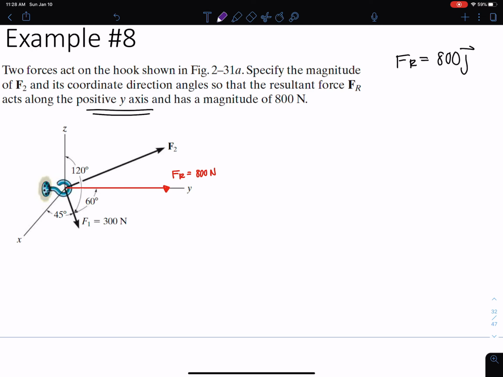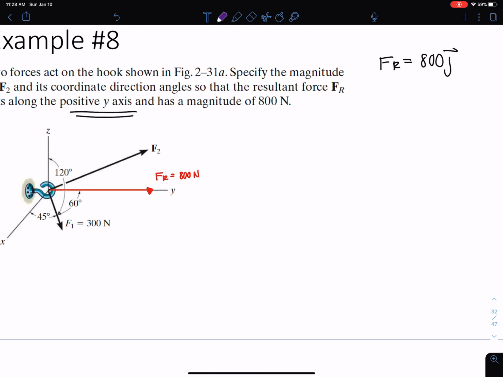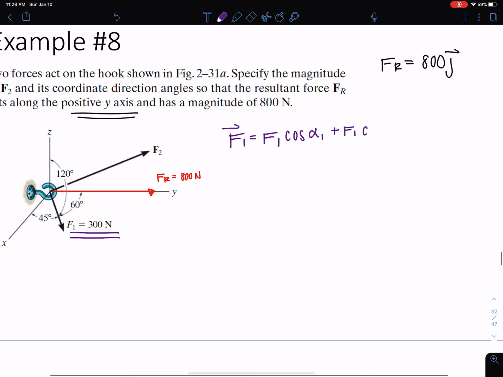I'm going to start with just F1 here. If I want to express F1 as a Cartesian vector, I need to remember that I have components of F1 in every direction. So I have an F1 cosine alpha 1 in the i, plus an F1 cosine beta 1 in the j, plus an F1 cosine gamma 1 in the k, which are all my direction cosines, measuring F1 to each axis.